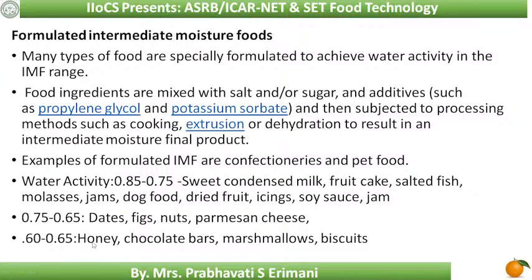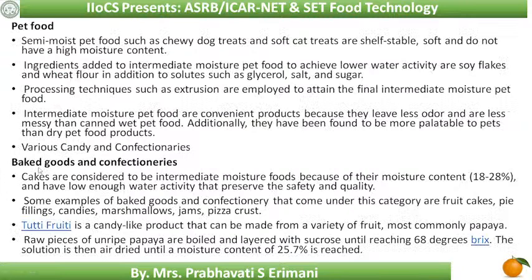Honey has a lower water activity because there is more fructose in honey; the sweetness of the honey is because of the fructose. And chocolate bar, marshmallow, biscuits and all come in, see the consistency of how it is and how the natural honey is available. These are all interesting facts of nature and of what humans have made. So now we will understand the different types of IMF, like pet food, baked goods and confectionaries, and again fruits and vegetables. Those things we will look into.